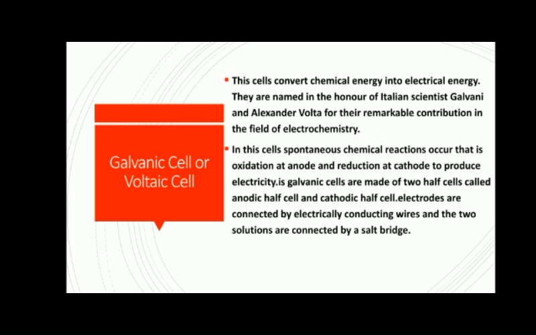electricity. Galvanic cells are made of two half cells called the anodic half cell and the cathodic half cell. Electrodes are connected by electrically conducting wires and the two solutions are connected by a salt bridge.